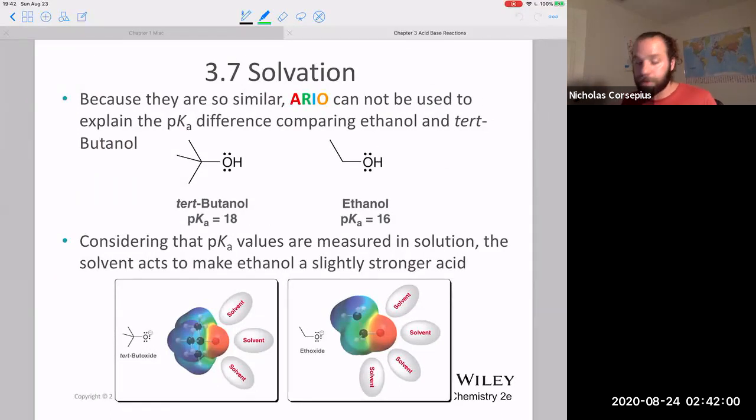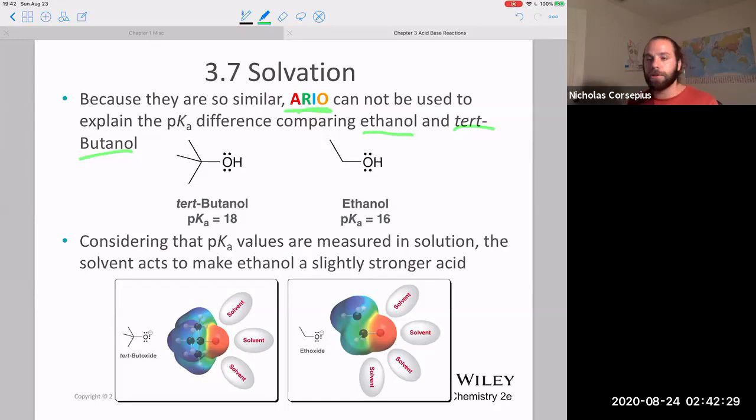So then let's also talk about solvation. This is one sort of added effect that goes on to our qualitative understanding of pKa. For example, if we're going to compare the pKa's of ethanol and tert-butanol, this is something that we actually did in a previous slide, and we saw that ethanol was actually slightly more acidic than tert-butanol. Okay, so why is that? That actually has to do with solvation.